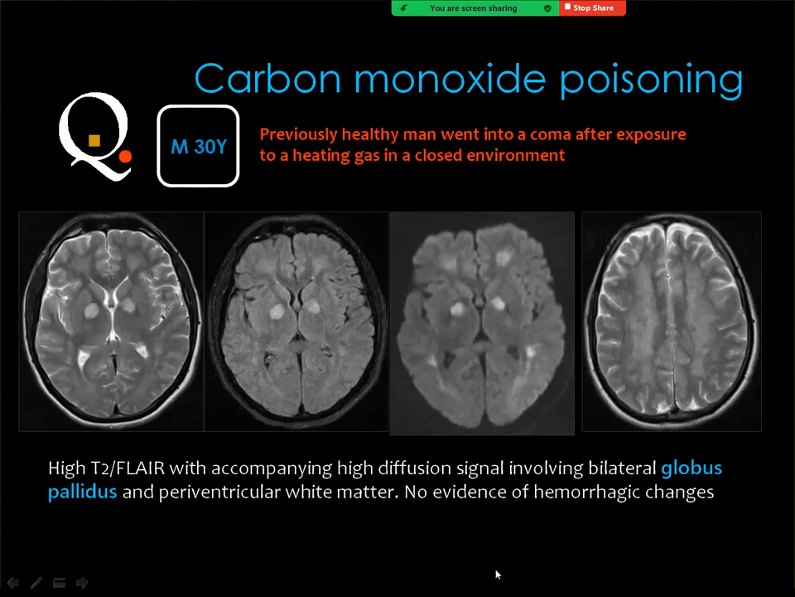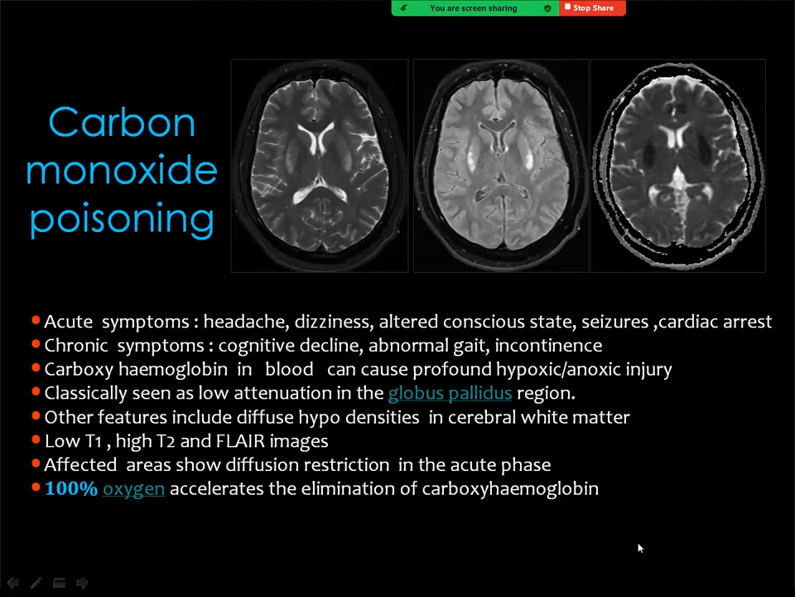And the frequency of basal ganglia lesions has pushed me to make some, let's say, short notes about these particular conditions. Carbon monoxide poisoning is diagnosed by history, and there may be headache, dizziness, abnormal conscious state, seizures. Then in chronic conditions, you get abnormal gait and incontinence.